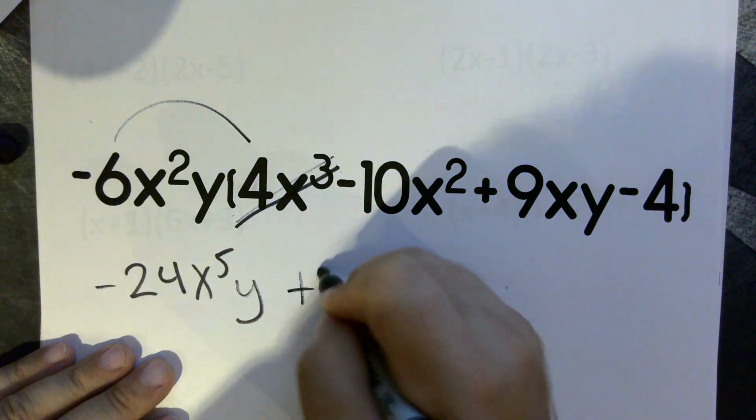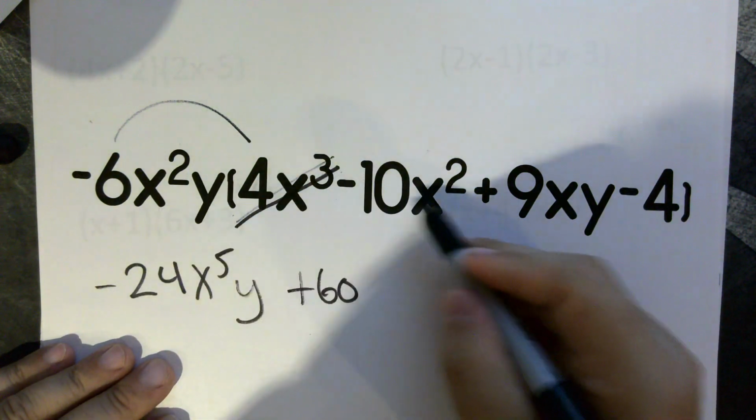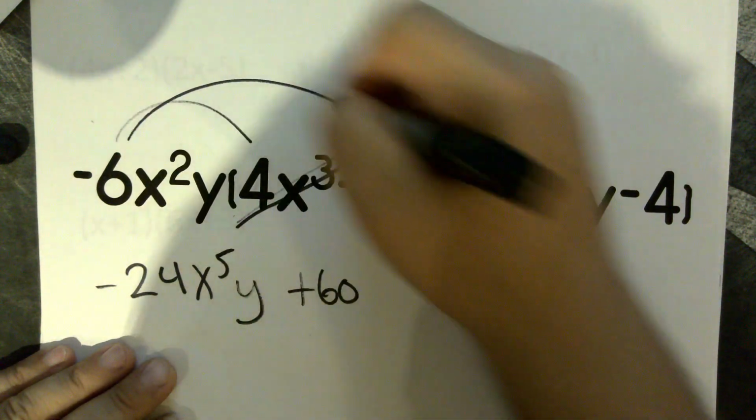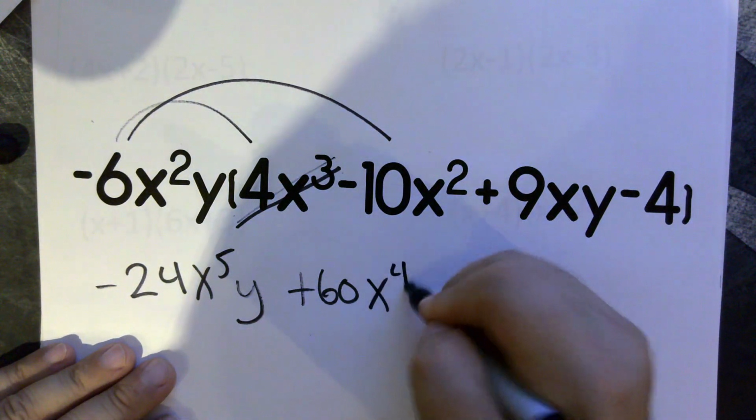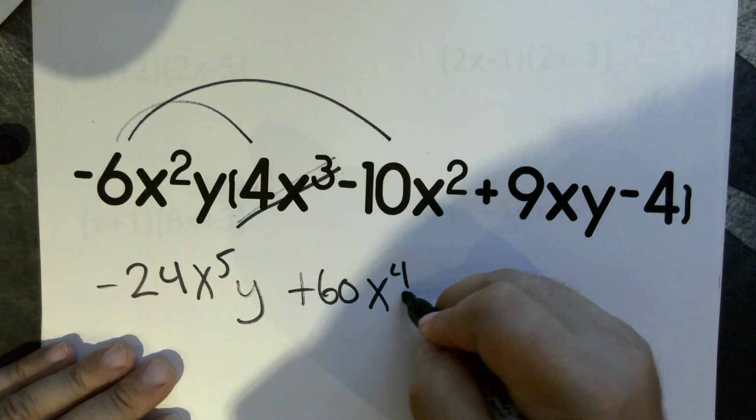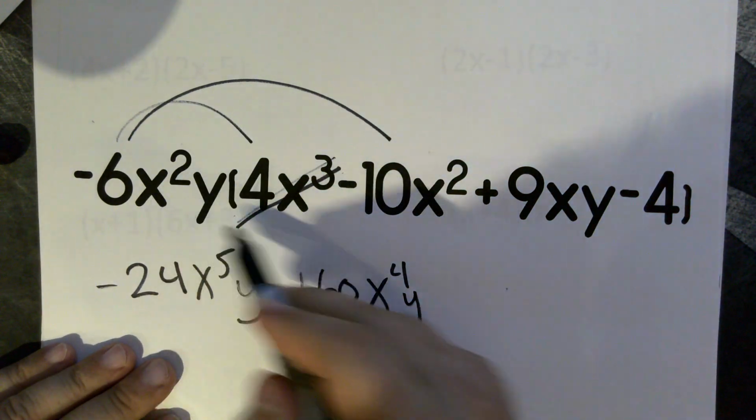Let's go to negative 10 times negative 6. That's positive 60. X squared times x squared, whoops, I'm going to make sure I do that right, is x to the power of 4. And then there's no y, so we just keep the y that we originally multiplied in.